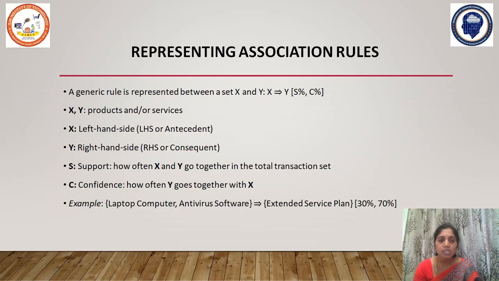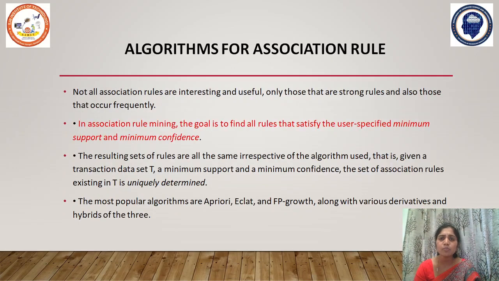Algorithms for association rules: not all association rules are interesting and useful. Only those that are strong rules and also those that occur frequently are interesting. In association rule mining, the goal is to find all the rules that satisfy the user-specified minimum support and minimum confidence. The resulting sets of rules are all the same irrespective of whichever algorithm is used.